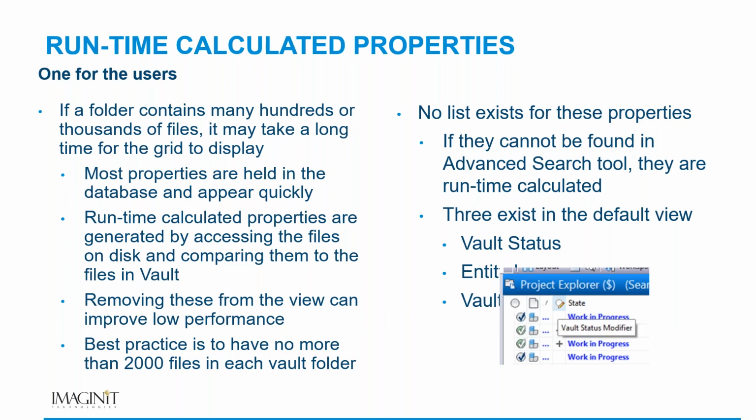The weird part is no list exists for these properties. I went to say, which ones can I remove? What are they? And there's no list that I found. If they cannot be found in the advanced search tool, they are runtime calculated properties. Okay. And then you can just right click and remove them from the view.